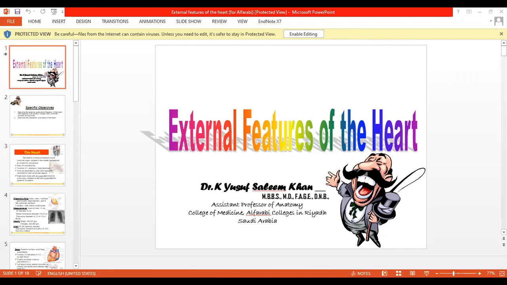Doctor, the slide is not moving. Pardon? The slide is not moving. It's still on the first slide. Yeah, we are talking about the first slide. Okay, the heart. So I'm showing you. Can you see the arrow? Can you move it again? Yeah, I'm moving this arrow. Can you see the arrow? No. No? Yes. Okay.